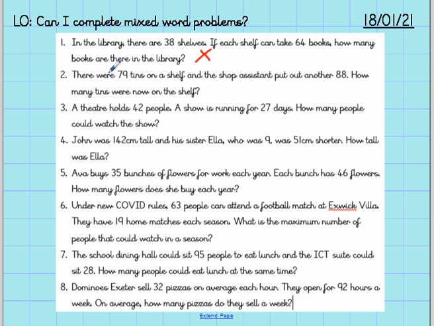Okay, we're then going to come to the next one. 79 tins on the shelf. Shop Assistant puts out another 88. So we've got 79 already. Then we're going to add another 88. So this one is an addition.